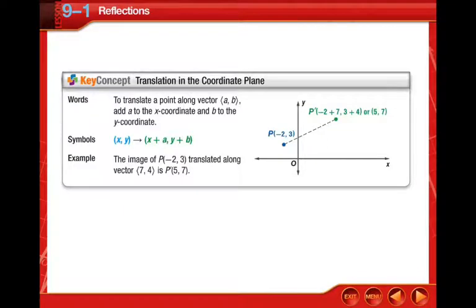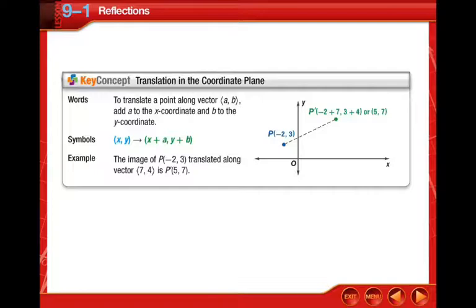So translations in a coordinate plane are just a little bit different. In this case, you're given something called a vector in what's called vector notation, where it's got this little arrowed bracket, and A and B, where A is the change in the x-coordinate, B is the change in the y-coordinate. All you have to do is add those numbers to the x and y coordinates.